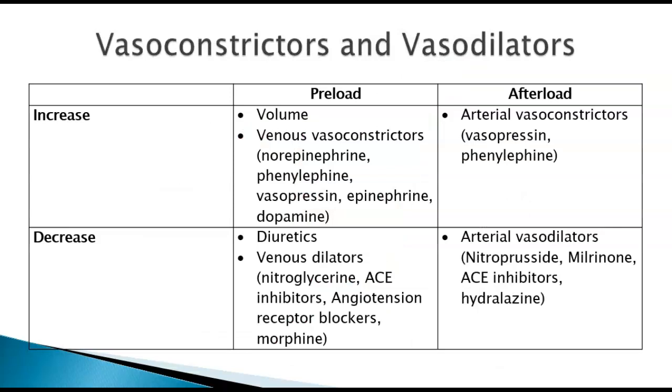Vasoconstrictors and vasodilators affect your preload and afterload. To increase your preload, you want to give them volume. To increase your afterload, vasoconstrictors like vasopressin would be some. To decrease your preload, diuretics, because the fluid would go out into their urine. Also, to decrease the afterload, vasodilators. So your ACE inhibitors, your nitro, things like that.